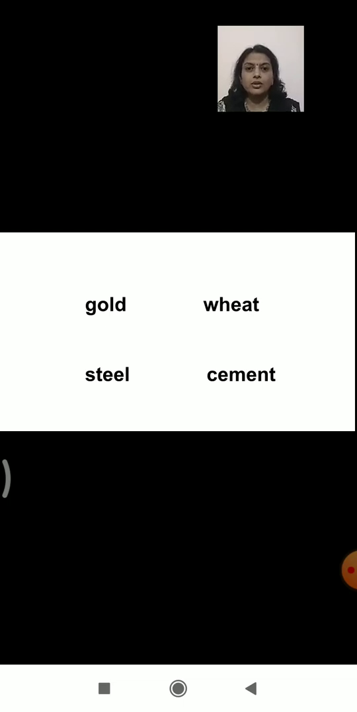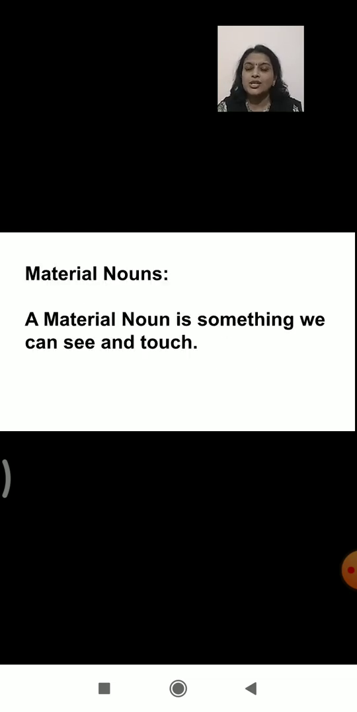Out of gold, we can make jewelries. Out of wheat, your chapatis, rotis. Then steel, you can use for making utensils. And cement for building purposes, isn't it? So these are the things which we can use for making some other thing, right? So they are some materials. We can call them materials. So you can say these are actually material nouns. What are they? They are the material nouns.